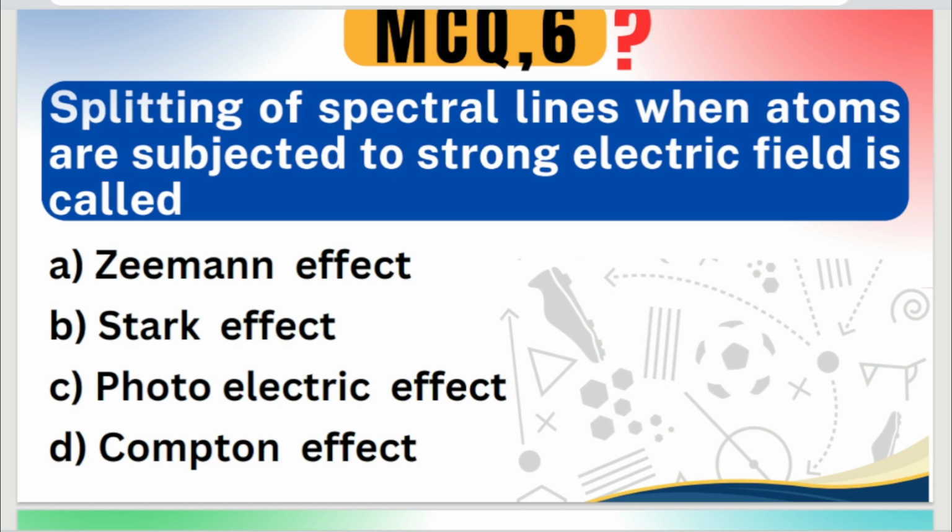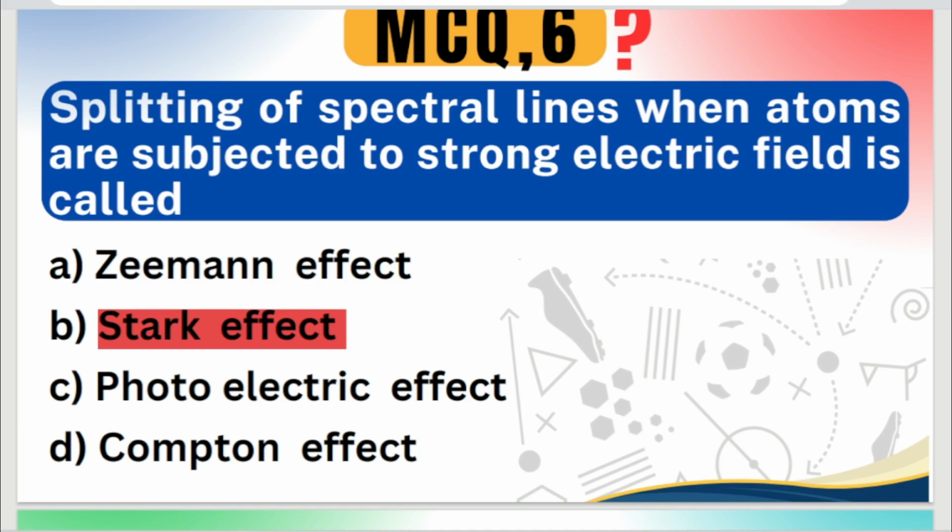I suggest Stark effect is the answer to this question, and the reason is that Stark effect is termed as when emission spectrum of excited atoms is taken in an electric field, lines are split up into component lines, and this is the Stark effect. So the answer B is correct. That is, the answer is Stark effect.